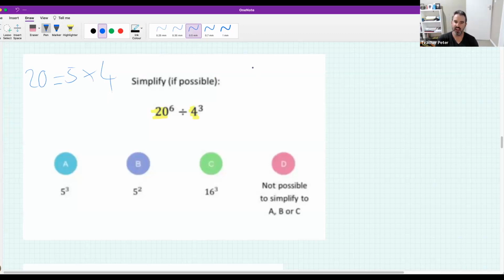So if I had to rewrite this question this way, where there once was a 20, I'm going to use my mathematical knowledge to say I now have 4 times 5. Okay, so now here is the interesting thing. Can we break apart the 4 and the 5 to be separate?